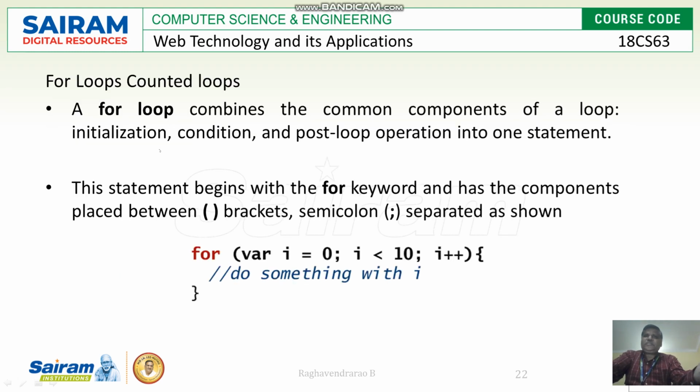Now there is the for loop, which combines the common components of the loop: initialization, condition, and post-loop operation. Here also you write the conditions within the brackets, and every statement ends with a semicolon. The example is given: variable i equal to 0 semicolon, i is less than 10 semicolon, then i plus plus. The bracket starts here and ends here under the for. In between you can write the programming steps.